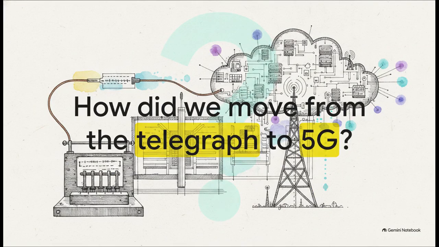Okay, let's dive right in by asking the ultimate question. How in the world did we evolve from the simple, short and long electrical pulses of the 1840s telegraph to the AI-driven, cloud-native 5G networks of today? You know, it wasn't just a story of simply making things go faster. It was a series of massive, fundamental architectural transformations.